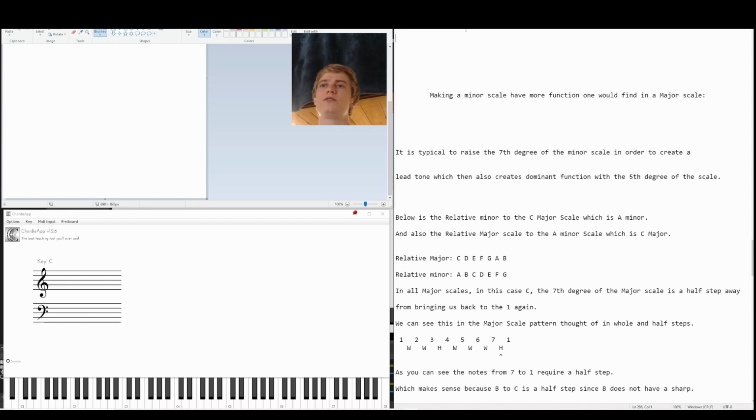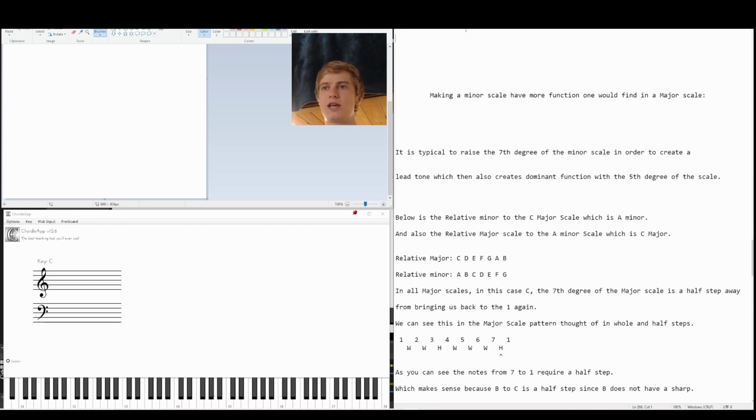Below is the relative minor to the C major scale, which is A minor, and also the relative major scale to A minor, which is C major. So as you can see, when someone just says relative minor or relative major, those are branching off of each other. So the relative major is branching from the relative minor. This is the relative major of that relative minor. And when I look at a relative minor, okay, this is the relative minor to that relative major. It can go both ways.